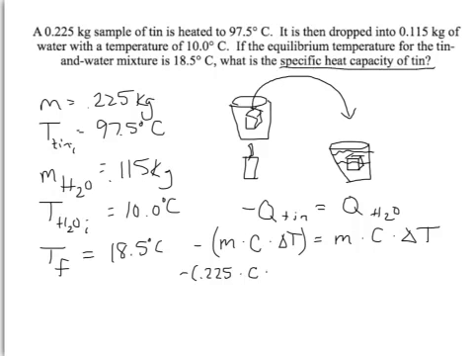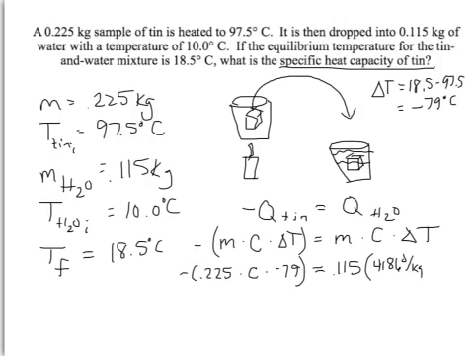And the temperature change it went through, I can either do the subtraction in this equation here, or I can do it separate and say the temperature change the tin went through was a final of 18.5 minus the initial of 97.5, which is a negative 79 degrees Celsius. So I can put that in here. And then that is equal to the heat that the water gained. Water's mass is 0.115 kilograms. Water's specific heat capacity is 4186 joules per kilogram times degrees Celsius.